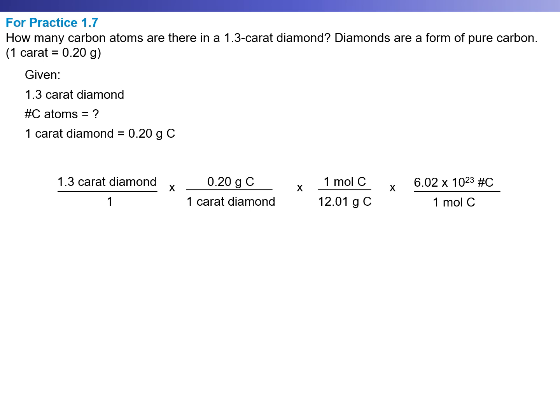So in the case of carat diamonds, we do see carat diamond on the bottom here and carat diamond on the top there, and we can cross those out. And if we look to grams of carbon, we can see it's in the bottom here and in the top over there. And if we look at moles of carbon, we can see it's in the bottom in our last term and in the top of our third term. And with that, we've eliminated all the units except for the number of carbon atoms, which is a good thing because that's how we're being asked to give our answer.